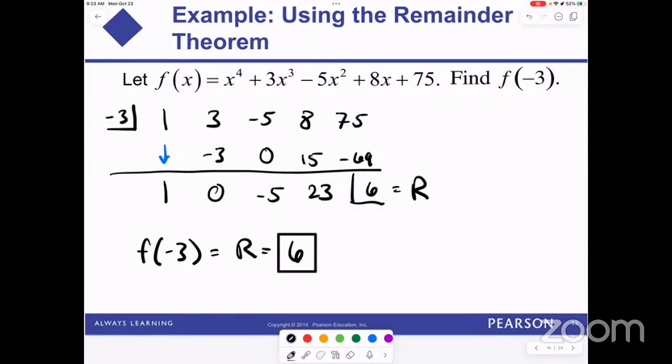So you can use synthetic division to evaluate a function. I think it's really smooth. I like it. It's just fun. Once you get the rhythm and you practice it a few times, it really becomes second nature. It really doesn't take much thought.